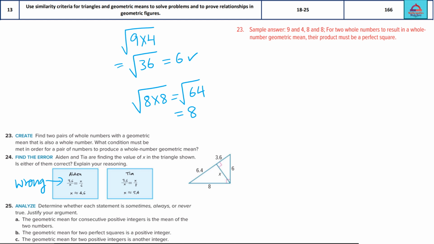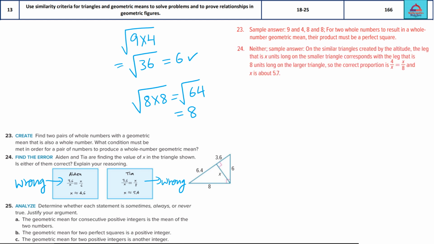Let's look at Tia. Tia does 3.6 divided by x is equal to x divided by 8. Again, Tia has also done wrong. She has also not taken the proper triangles, and she has also applied the altitude and the leg theorem of geometric mean incorrectly. So neither of them is correct. The correct answer would have been if they would have used the geometric mean theorem and geometric leg theorem correctly. So both are wrong.